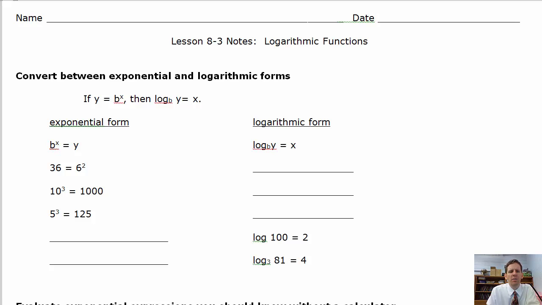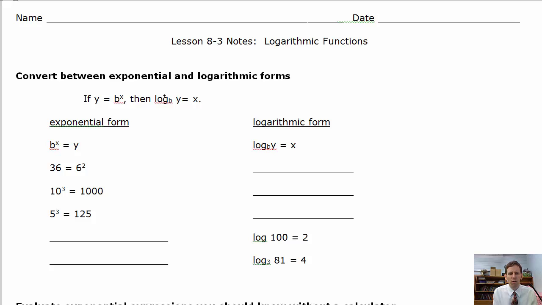First thing we're going to talk about is the difference between exponential and logarithmic forms. We have a little statement here. It says if y equals b to the x power, then log base b of y equals x. These two statements are basically saying the same thing. It's sort of like saying goodbye and adios. They look different, but they're basically getting to the same point.